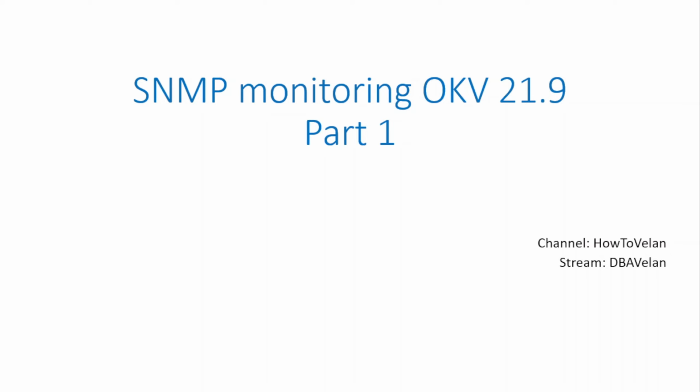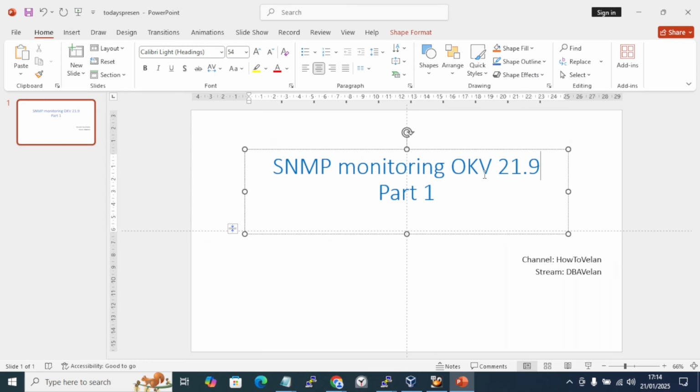Today in this video, we are going to see how to set up SNMP monitoring for Oracle Key Vault 21.9. This is part 1. Why I am doing this as a multi-part series: you might have already seen a video on SNMP monitoring setup and the failed attempt. It was really a failed attempt. Now I am going to show you what went really wrong and how we get going with it. So probably I will scrap the whole wrong video. I'll tell you why at the end of the video. All right, let's get going.